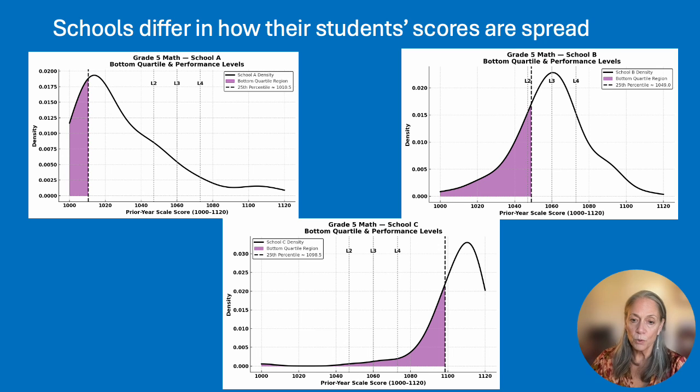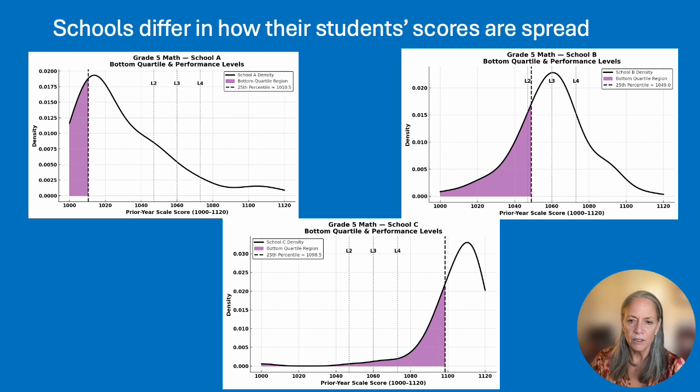On the other hand, school B is a little bit more spread out. It's not skewed in one direction or the other. So the students who are in the lowest quartile are going to be across a wider range of scores, as you can see by this purple area that's been highlighted. And this is like a moderately performing school.